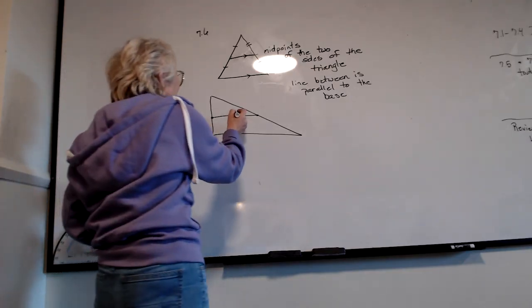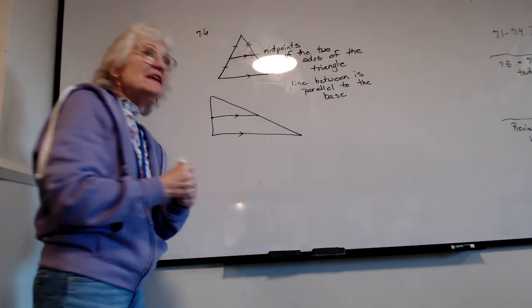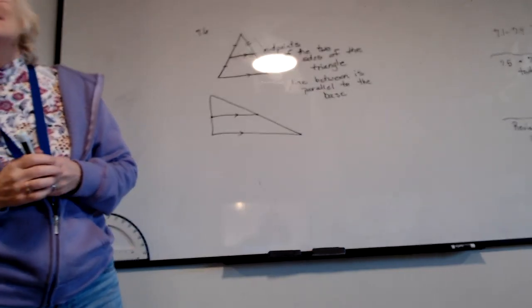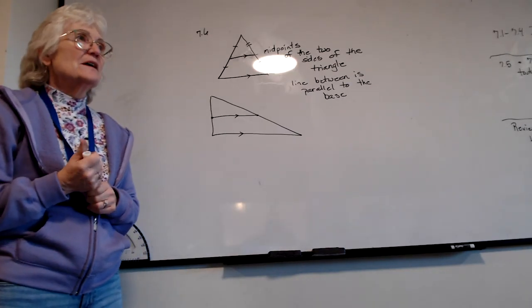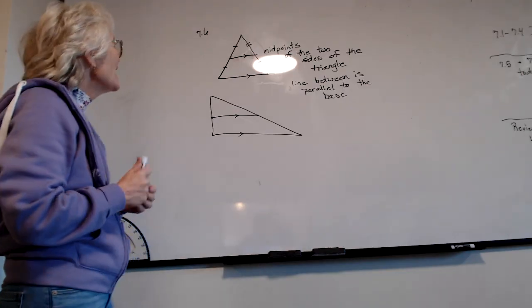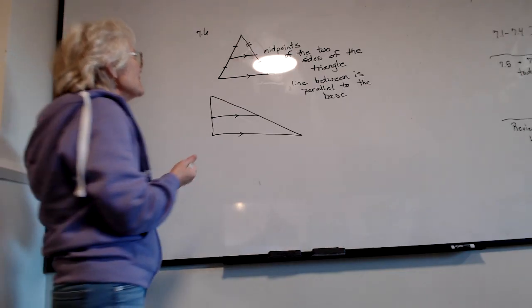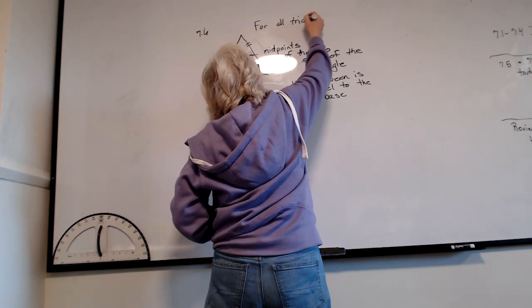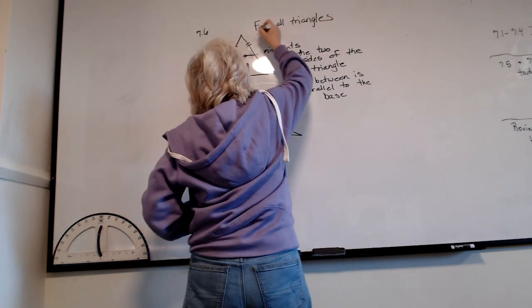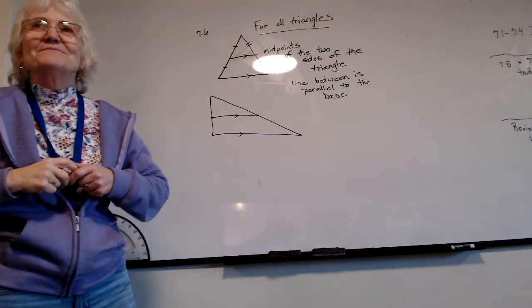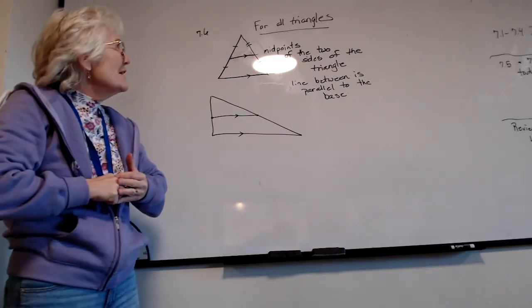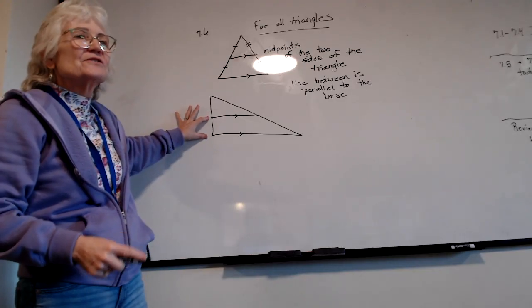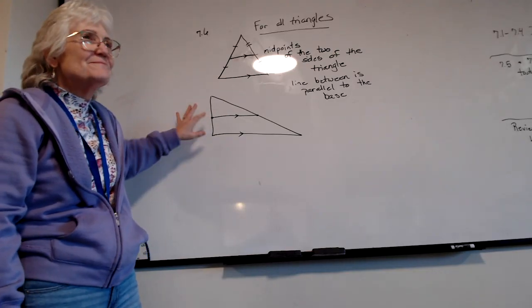The secrets of the universe. You can use this to measure a lot of different things. That's extremely useful. So that's always true. This is for all triangles, not just any kind. So if you find the midpoints and connect them, that will be parallel to the other side. That's always going to be true.